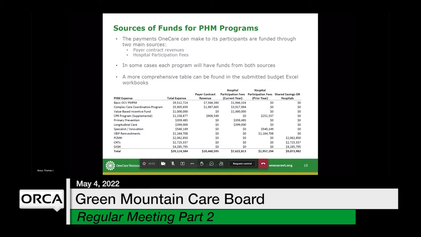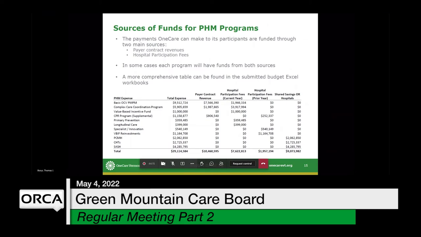So for example, in the basic $3.25 PMPM we pay to primary care, Medicare doesn't contribute to that. So the hospitals fund the Medicare portion, but for the programs where we do receive a PMPM from the payers, their contributions may be allocated to this expense. So that's where you might get a particular program that has multiple funding sources behind the scenes.